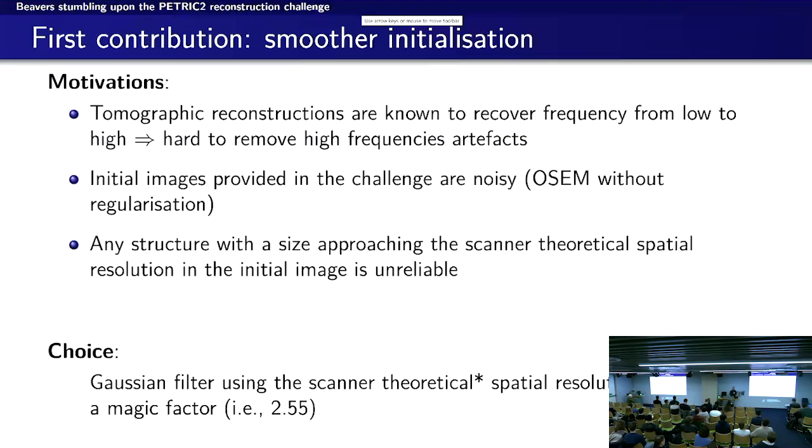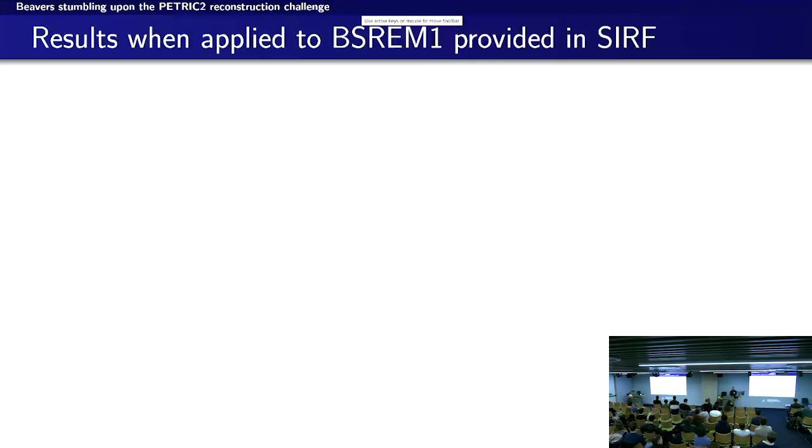So our proposal was to simply convolve the initial image with a Gaussian filter following a scaling of the theoretical spatial resolution of the scanner. Let's see what it provides us. So we applied this algorithm to the BSREM provided in SIRF. In short, whenever I do a comparison, the lighter color will represent the vanilla algorithm, and the darker color will represent our modification of said algorithm.